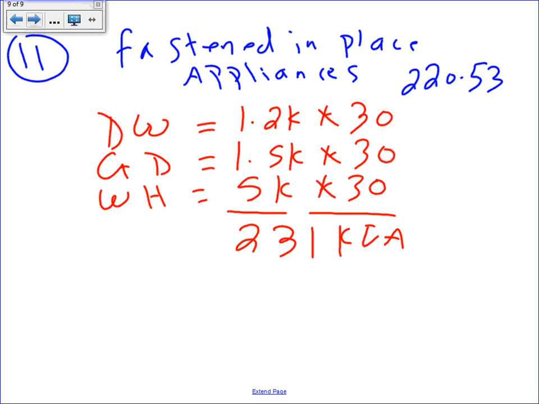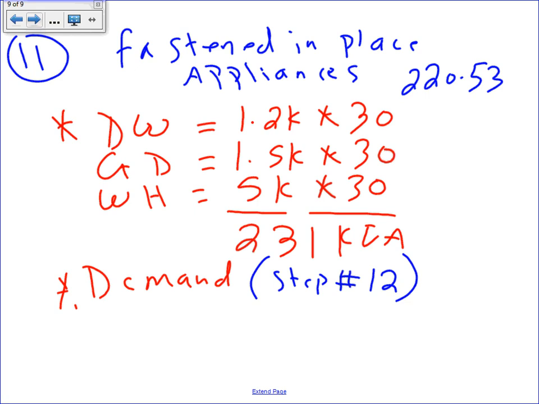In the sheet that I gave you guys, I said apply the demand factor in step number 12. I don't want to do step number 12, I want to do it right here. So this is the first calculation you're going to do. The second here, demand. Demand is coming from step number 12. I'm not going to put it as a step, guys, but I'm going to remind you it's step number 12.